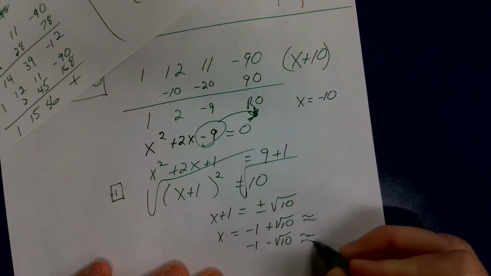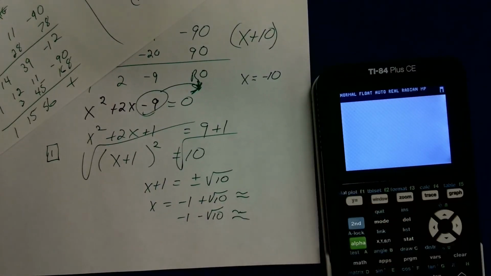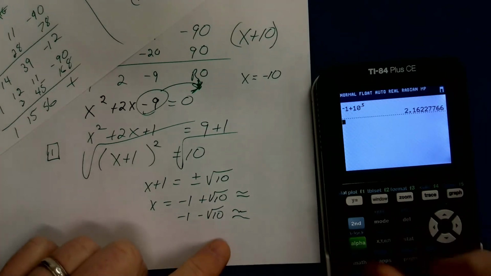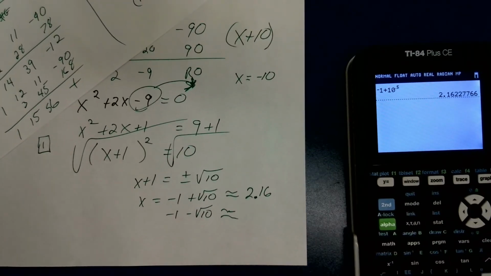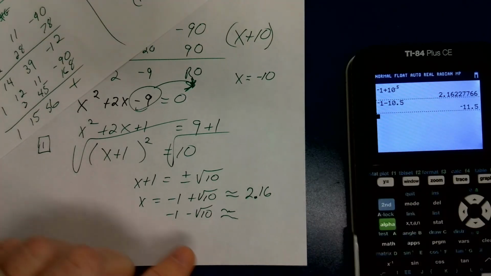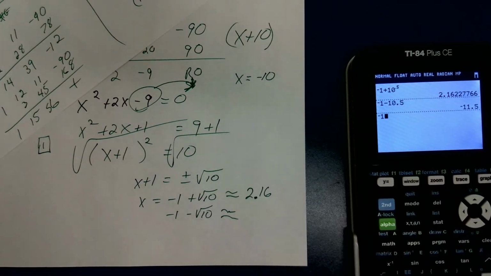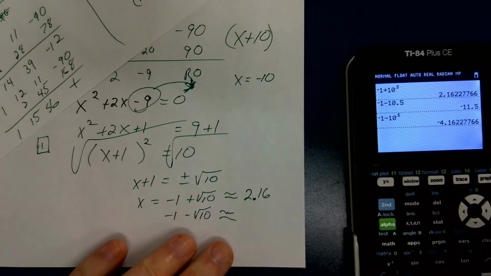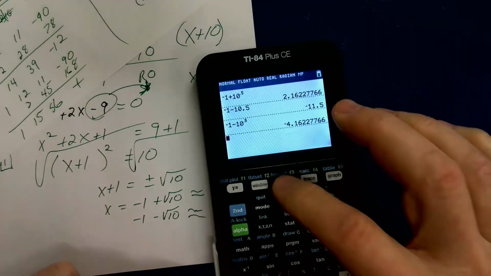These are approximately, on my calculator, let's do this right here. Clear, negative 1 plus 10 raised to the 0.5, 2.16. There's the number I said was going to be between 2 and 3. Negative 1 minus 10 raised to the 0.5. Oops, that's a lot better. Negative 4.16. Let's check on my calculator.